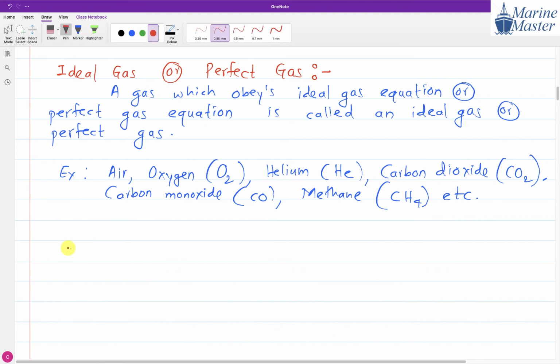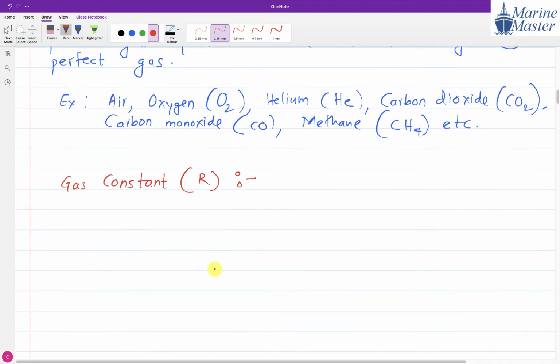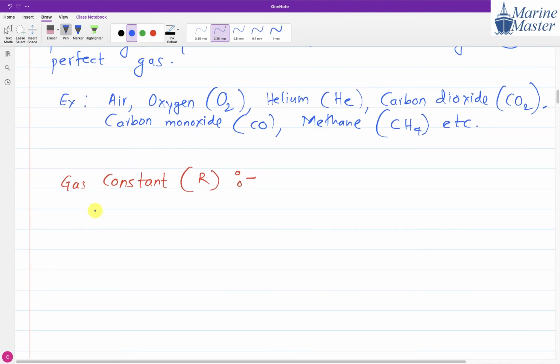Give the next heading: gas constant. What is gas constant and how do we denote gas constant? Capital R. We denote gas constant by capital R. And how will we write the expression for capital R? Capital R is equal to what? PV by mT, or R0 by what? Capital M. This is a capital M.